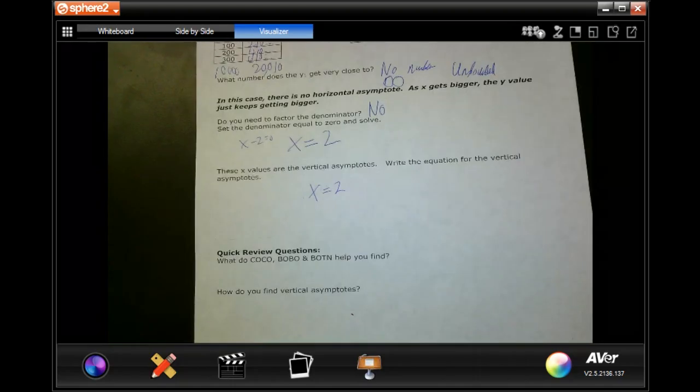Perfect. So what do these acronyms help you find? They're very valuable. You're going to need them next year. You need them this year. Can you simplify using synthetic division? Yeah, but that actually might hurt you, as you'll see in the next class or two.